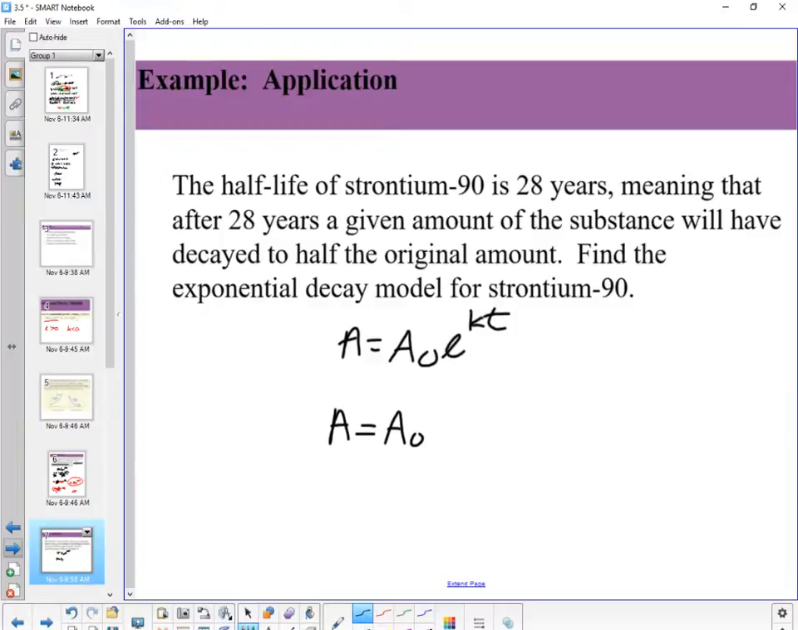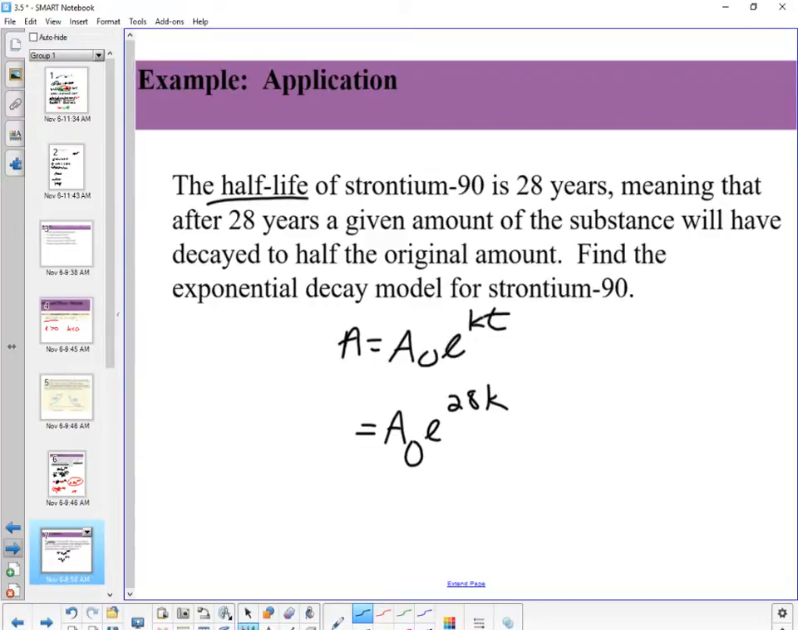So this becomes, next step, A is equal to A sub 0 e to the 28k. Now, here's the deal. A naught is what I start with, right? Wait, why did you put 28 with your k? Oh, I'm sorry. I don't know why. I'm gonna blame my cold. A naught is what I start with, correct? What do I want to end up with? The full lifespan? No, I want to end up with half-life.